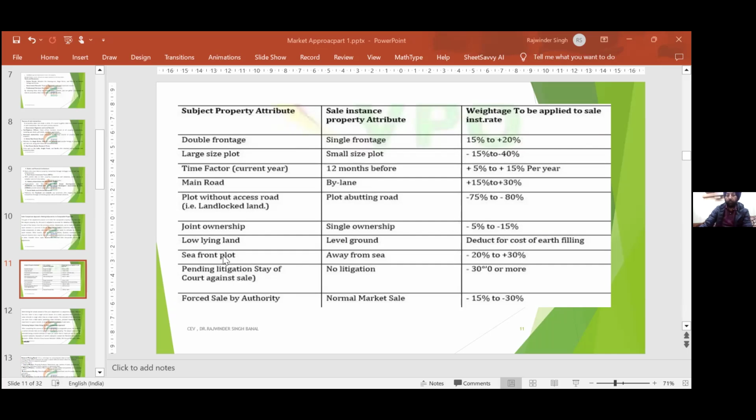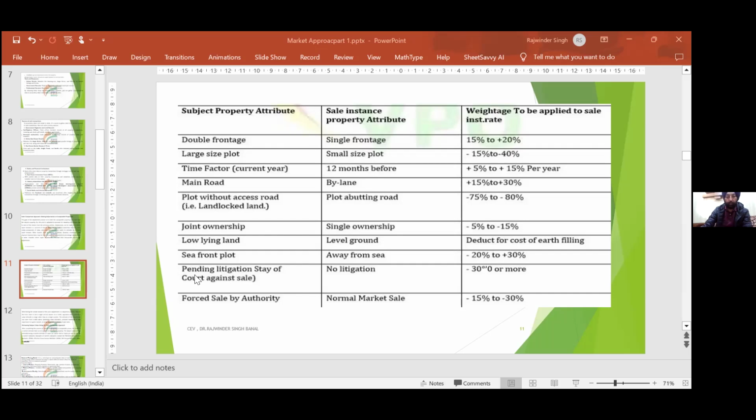Then seafront plot. Our plot is seafront, and the comparable was away from the sea. So it will have minus 20 plus 30. See here, if it is very near to the sea, waves can harm the property, so we will be applying a minus 20. If it is just away, and the sea front is giving a scenic view, then we will add plus.